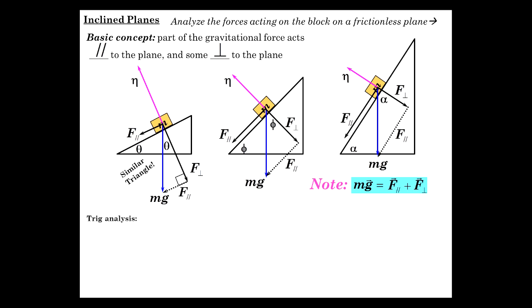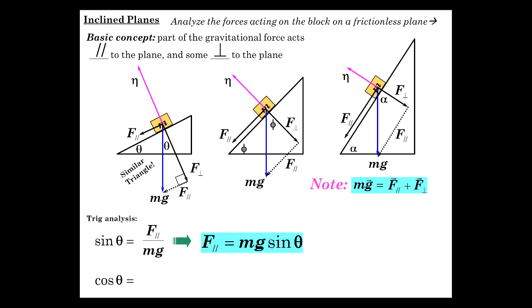All right, trig analysis on this. It's nice to know that we have a right triangle, because right triangles are easy to deal with. If you take the sine of this angle, it's opposite over hypotenuse. Opposite is F parallel, hypotenuse is mg. We can now solve for the parallel part of the force. It's mg sine of theta. That's marvelous. That's something you want to either commit to memory or be able to work out from this diagram just by looking at the geometry, or working out the trig, I should say.